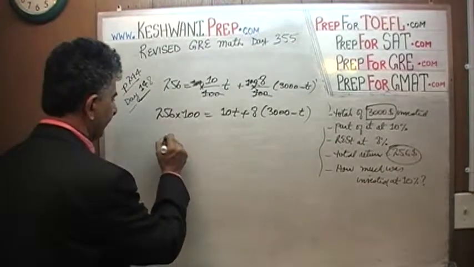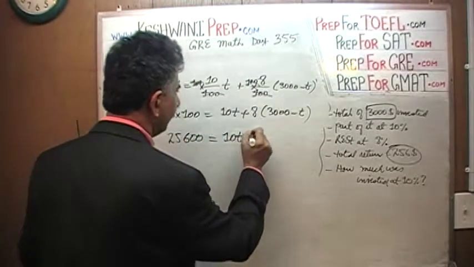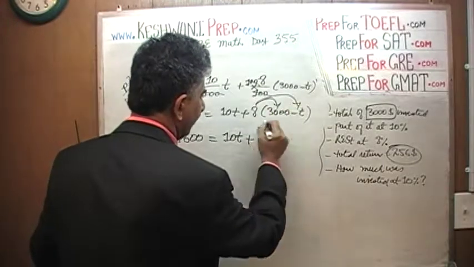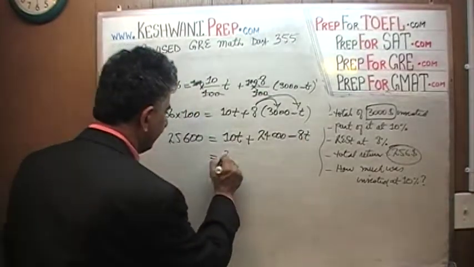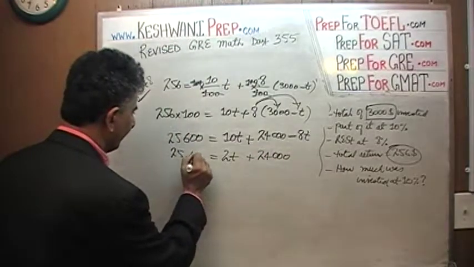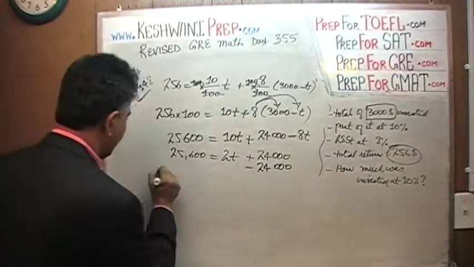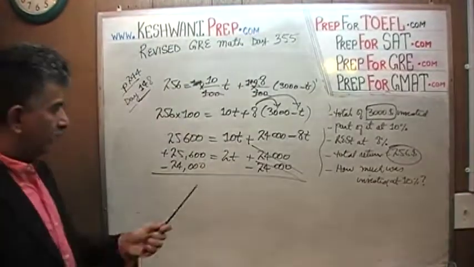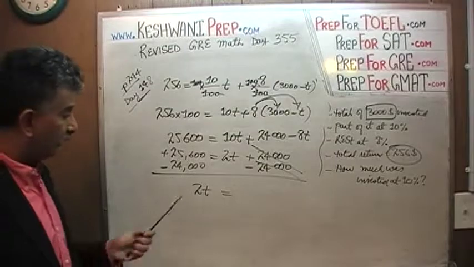256 times 100 is just 25,600, which equals 10t plus 8 times 3,000, which is 24,000. 8 times negative t is negative 8t. And we end up with 10t minus 8t is 2t, plus 24,000 equals 25,600. Let's subtract 24,000 from both sides. That cancels out, and we'll end up with 2t equals 25,600 minus 24,000, which is 1,600.